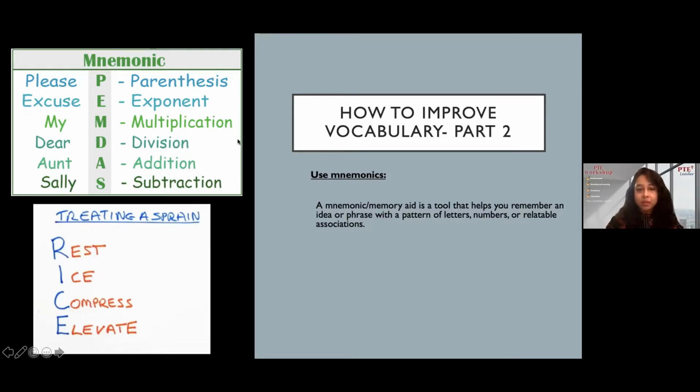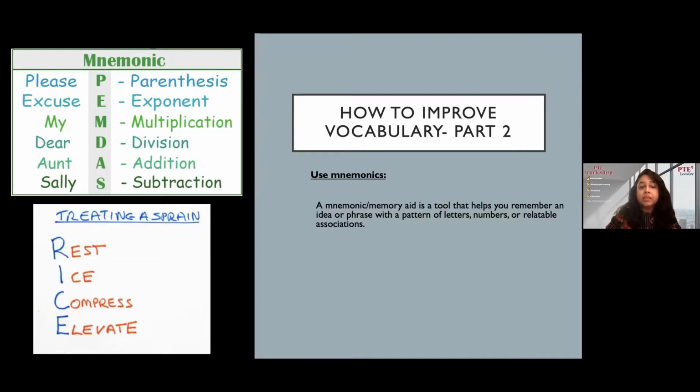Okay, going back to mnemonics. Mnemonics is a really helpful tool that helps you remember complex concepts, phrases, or information. For example, let's look at the picture. If you look at the bottom picture, treating a sprain. If you hurt yourself and you have a sprain in your hand, your leg, or your neck, RICE is a mnemonic. R stands for rest, I stands for ice, C stands for compress, and E stands for elevate.